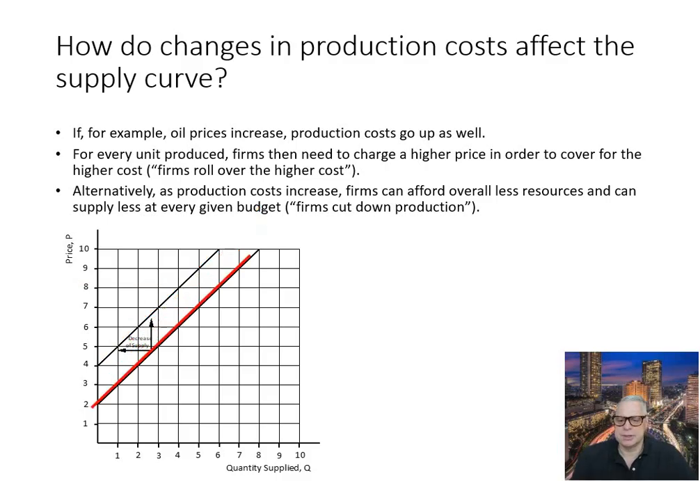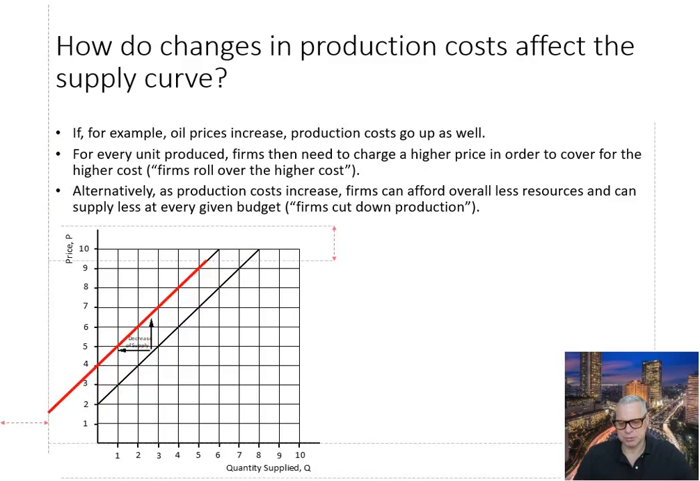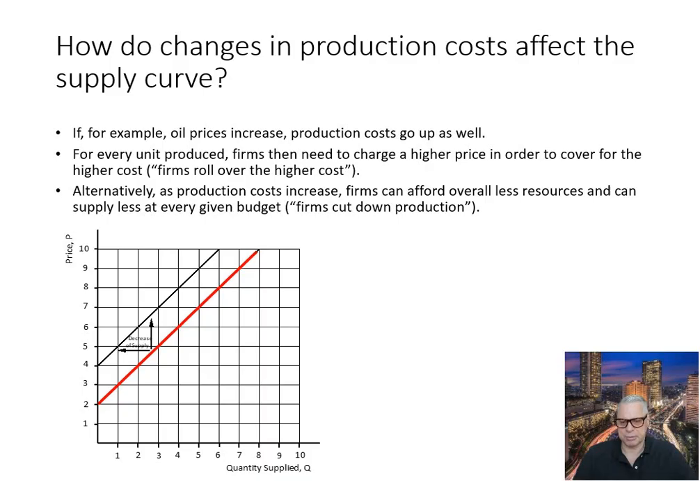So, the idea of shifting it up is to think that higher prices, higher production costs are being rolled over to the consumers. The idea of shifting to the left would correspond to the example that at a given budget, but higher prices, you have to produce much less, and therefore shift the supply to the left.